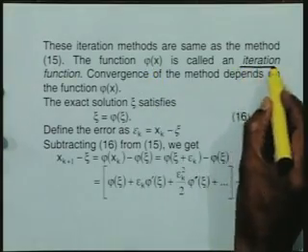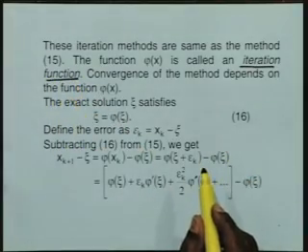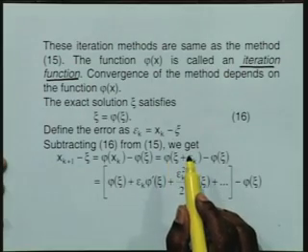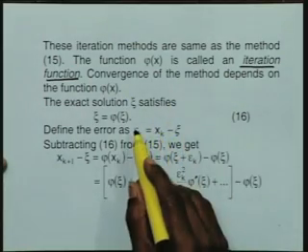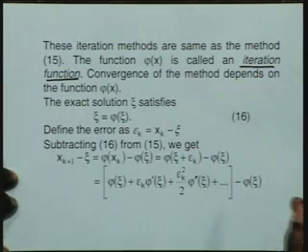So, let us first of all look at the condition on phi(x) such that the iteration converges. We shall call this phi(x) that we are using an iteration function. So, everything depends on this iteration function. The convergence of the method depends on the function phi(x). Whatever we are discussing about the convergence is identically the same as what we have done for finding the convergence of other numerical methods.